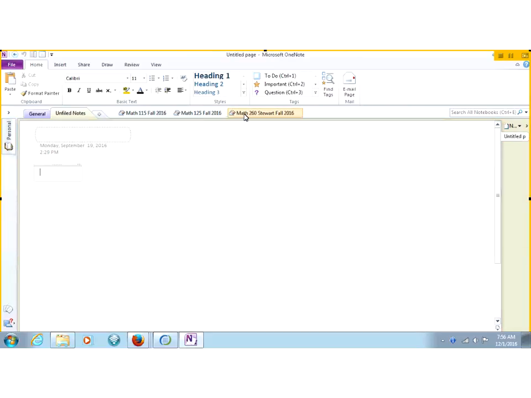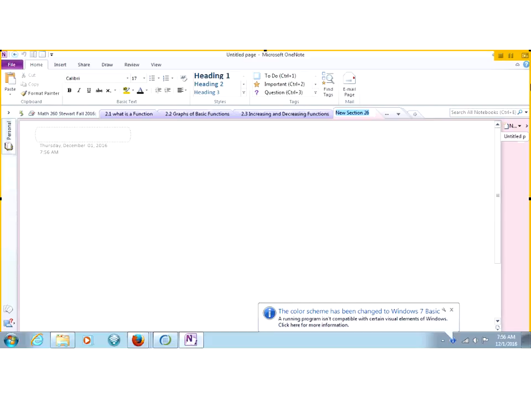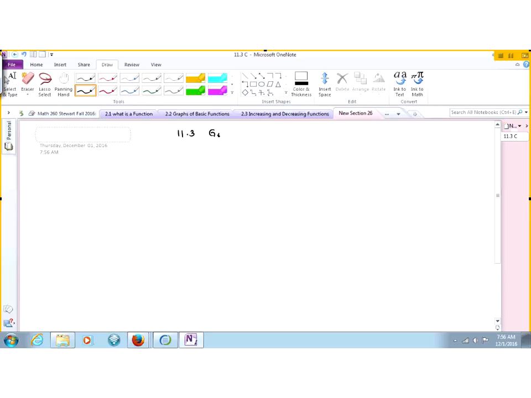11.3. All right, 11.3 is geometric sequences and series. So yesterday we talked about arithmetic sequences and series. So this is geometric sequences and series. Let's see what's the difference. So, geometric sequence. Let me write it down.